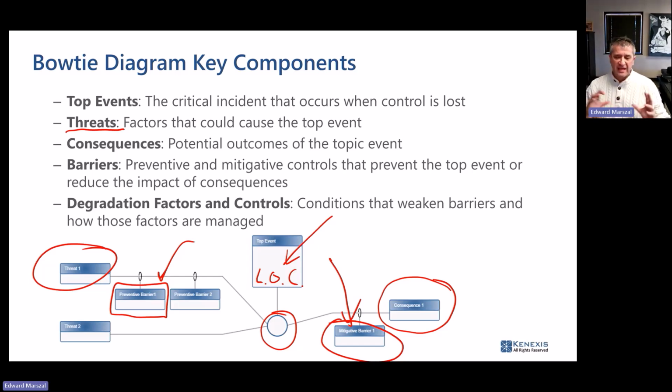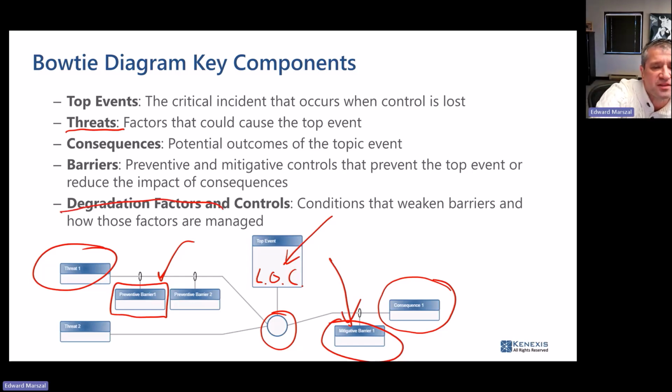So if you have a containment dike around your storage tank that is designed to contain the spread of material that gets spilled out of a tank, that's not preventive. It didn't prevent the spill. It's mitigative. It makes the consequences smaller.